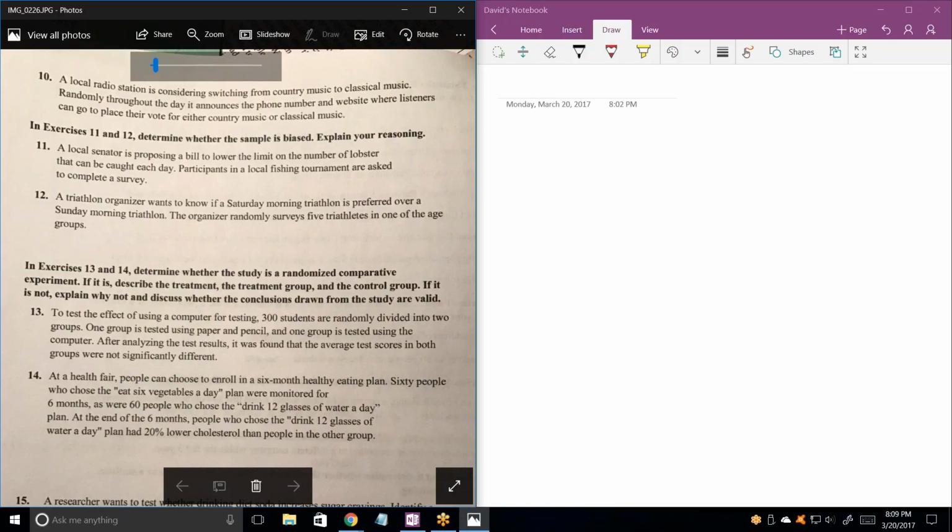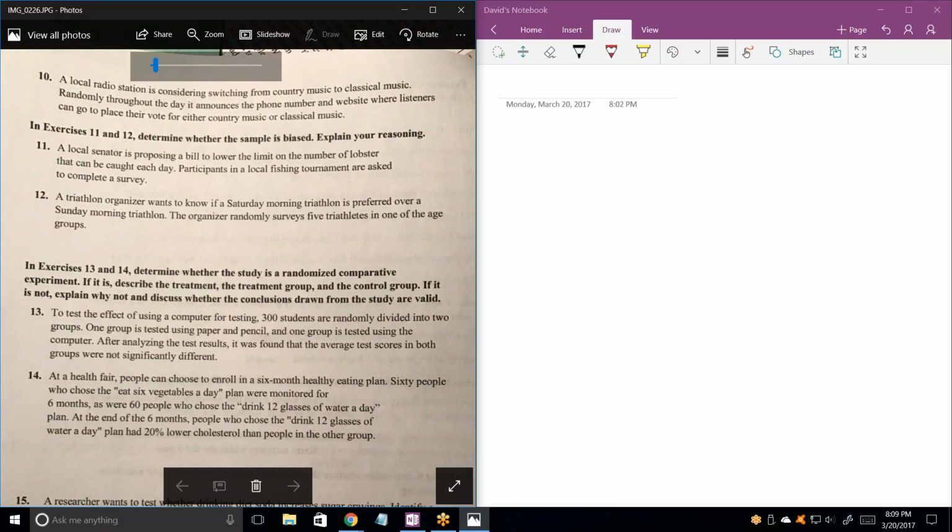Well, it is a randomized comparative experiment. Yep, it appears to be, since 300 students are randomly divided into two groups. Right. If it is, describe the treatment group and the control group. Well, okay. What do you think they are? Treatment, I think, I think the treatment would be to test the effect of using a computer for testing.